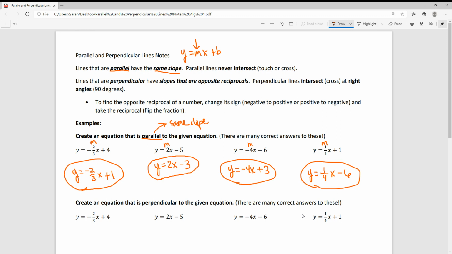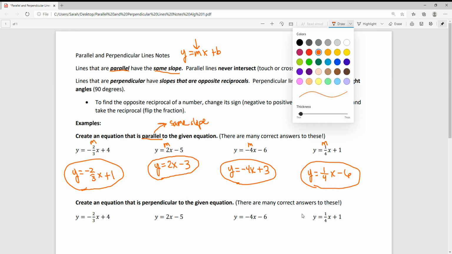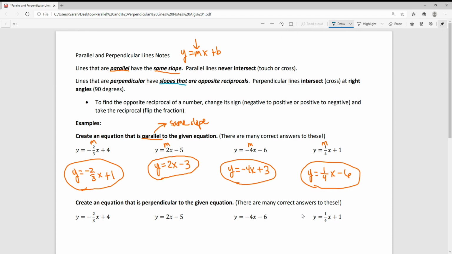We're also going to talk about perpendicular lines today. Perpendicular lines have slopes that are opposite reciprocals. To find the opposite reciprocal of a number, we do two things. We change its sign. If it's positive, it becomes negative, or the other way around. And we take the reciprocal, which means we flip the fraction. So when we have equations of lines that are perpendicular, their slopes will not be the same. The slopes will be opposite reciprocals of each other.